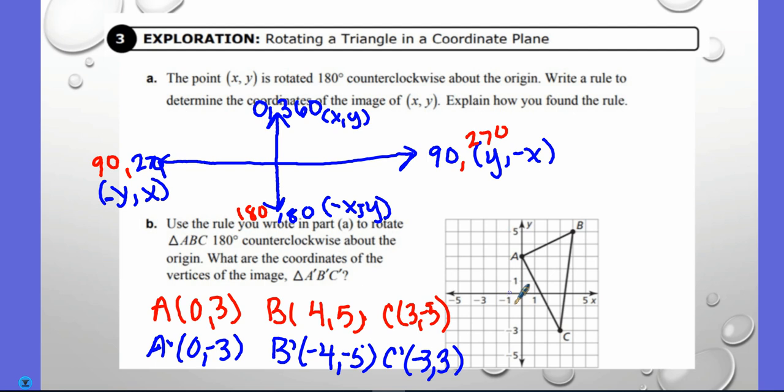So let's go ahead and graph the image now. 0, negative 3. Oh, going the wrong way. So 0, negative 3 would be right here. That would be my A prime. Negative 4, negative 5 would be my B prime. And negative 3 and positive 3 would be my C prime. Alrighty, and there we go. We rotated the figure 180 degrees counterclockwise. And once again, anytime you rotate something 180 degrees, you don't have to say clockwise or counterclockwise, because you're going to end up with the same rule. So the direction really doesn't matter for 180 degrees.